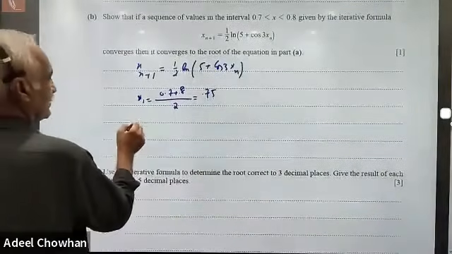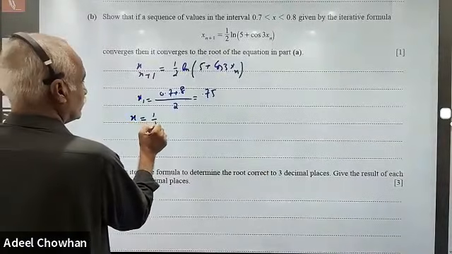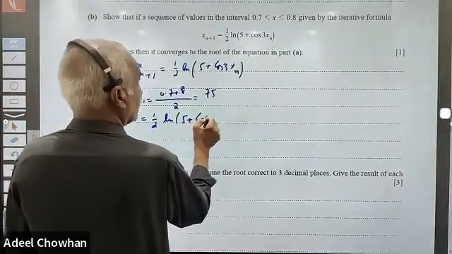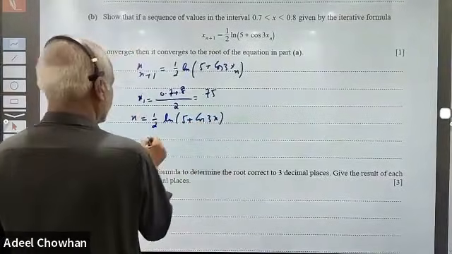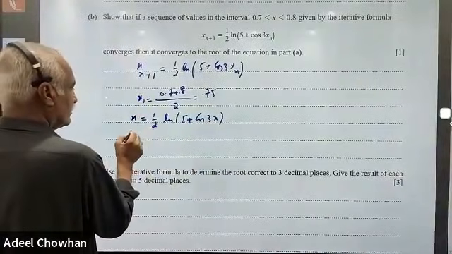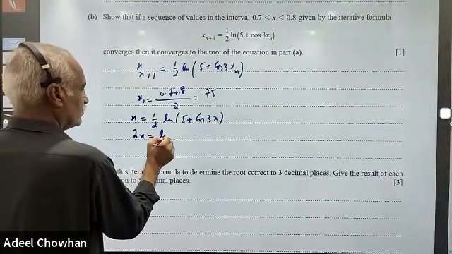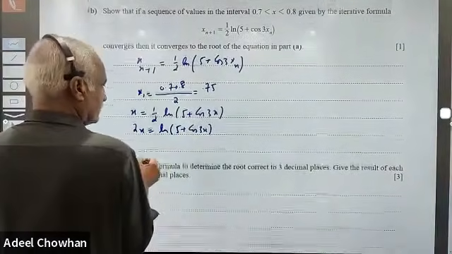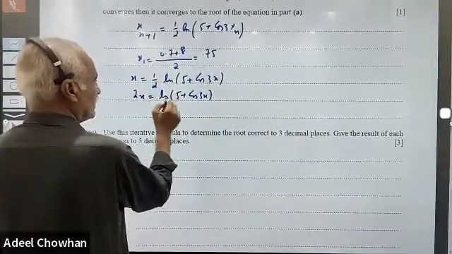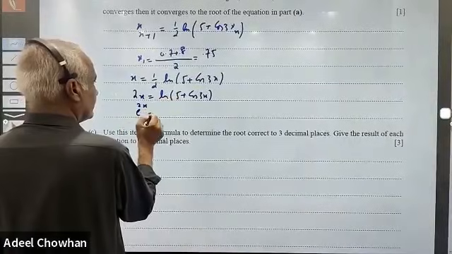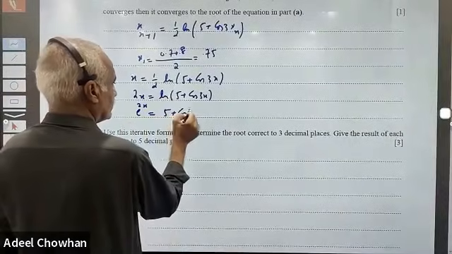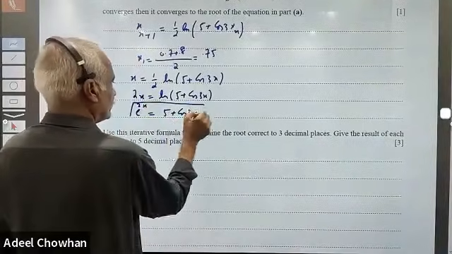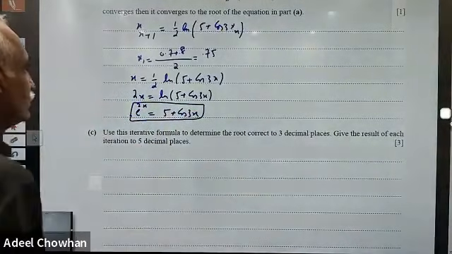By removing the subscript, it should be x = 1/2 ln(5 + cos 3x). So 2 will be multiplied by this, and that becomes 2x = ln(5 + cos 3x). Or if we remove the ln, it should be e^(2x) = 5 + cos 3x. And that is what we have to show, that it converges to this value.